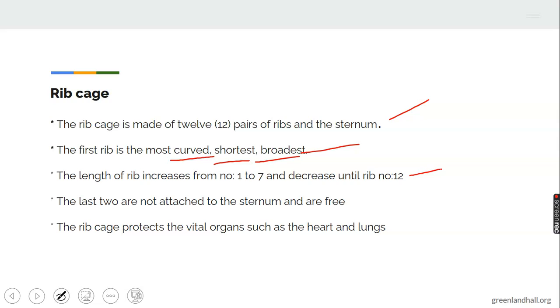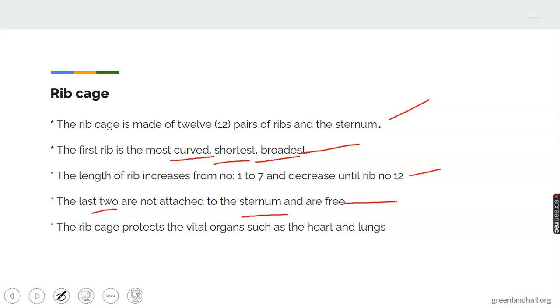The last two ribs are not attached to the sternum and are free. We are going to look at it. I know we did not notice it that time we did the practical.